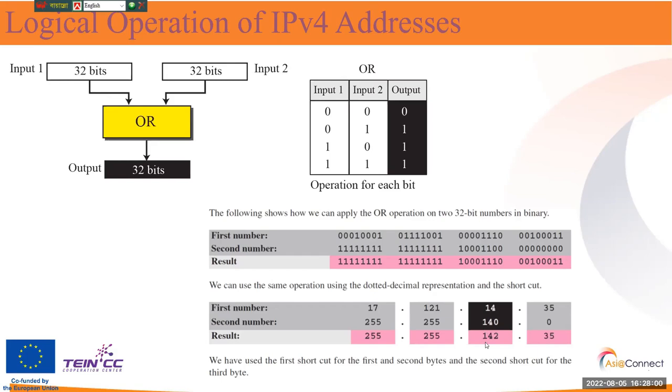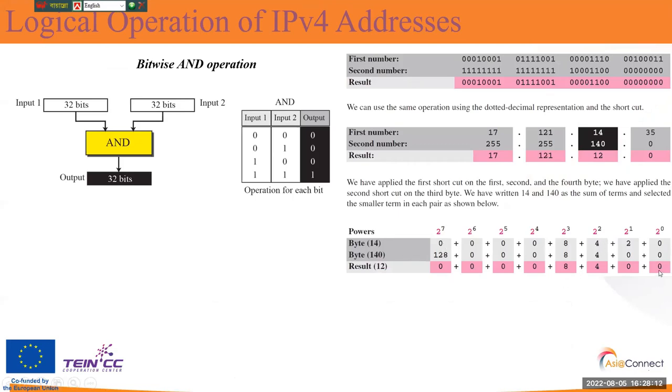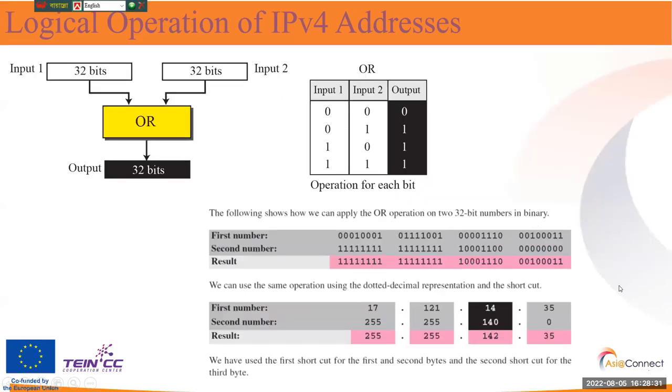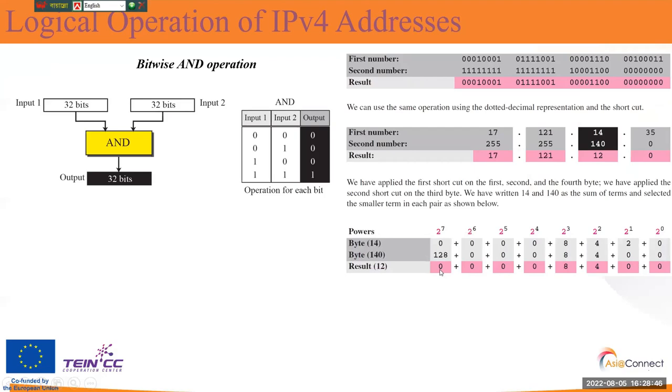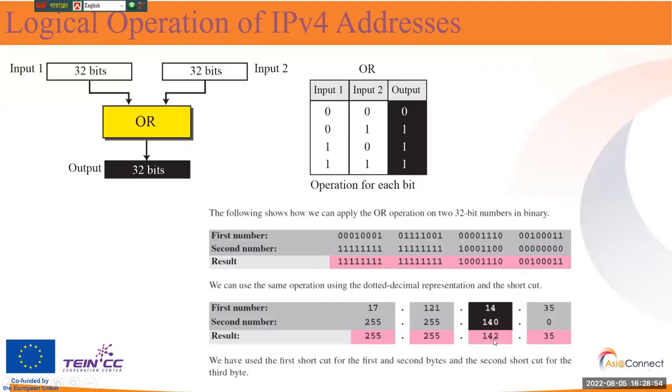But for 14 and 140, we need to use the shortcut method. We need to convert them this way and take all the bytes. For the OR operation, we already know that 0 or 1 will be 1. In that case, 128 plus 8 plus 4 plus 2. What will be the sum? I think 142. Do you understand or not? It is just the opposite rule of the AND operation. So we take the larger number, and we also sum all the numbers. Here we have 128, 8, 4, and 2. We can sum them, and then we get the third octet result.